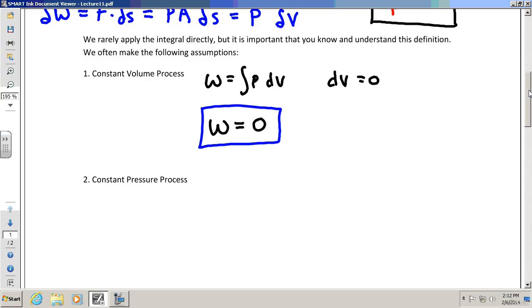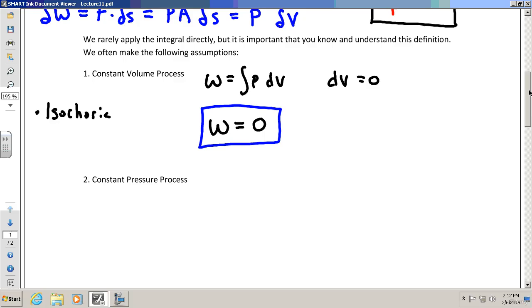By the way, do you remember, does anybody remember, I talked about this last week, the term for a constant volume process? It's a hard one to remember. Isochoric. That one is hard to remember, okay?